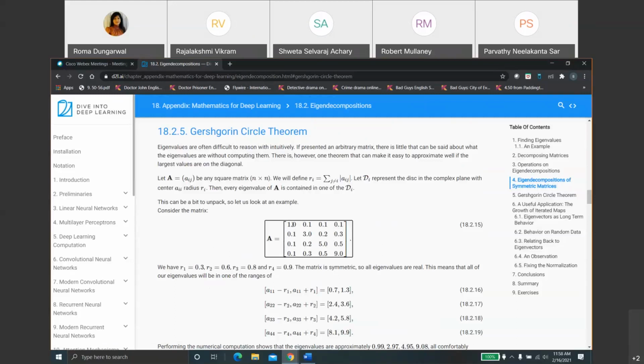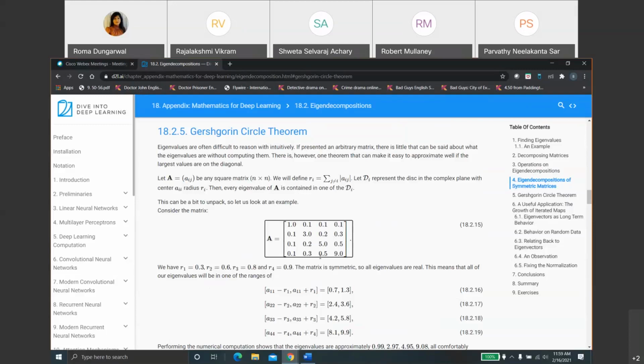So R1, that is R for row 1, will be 0.1 plus 0.1 plus 0.1, 0.3. R for row 2, do not calculate this diagonal element. So it will be 0.1 plus 0.2 plus 0.3, which is 0.6. Similarly, R3 will be 0.1, 0.2 plus 0.5. It's 0.8. And R4 will be 0.1 plus 0.3 plus 0.5, which is equal to 0.9.